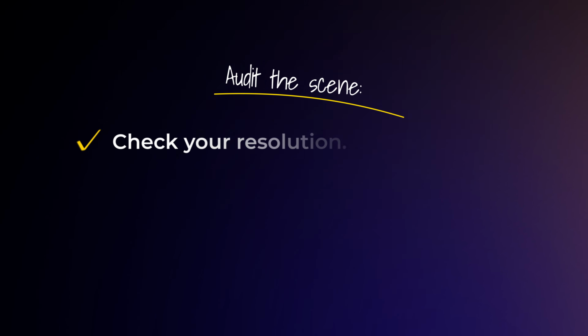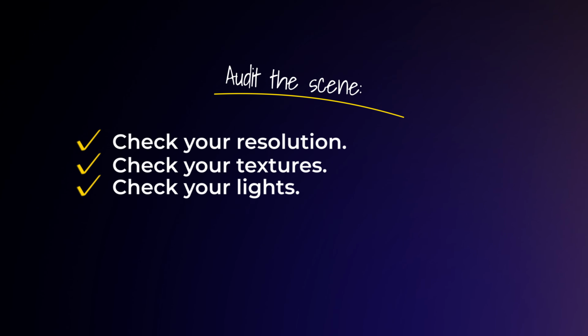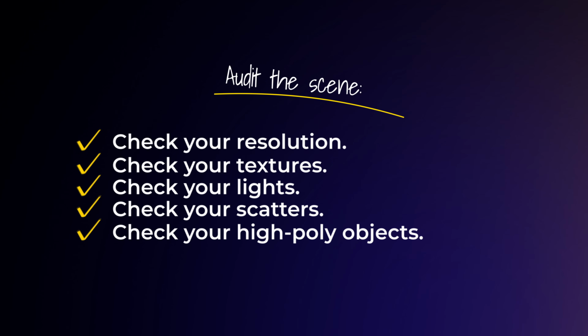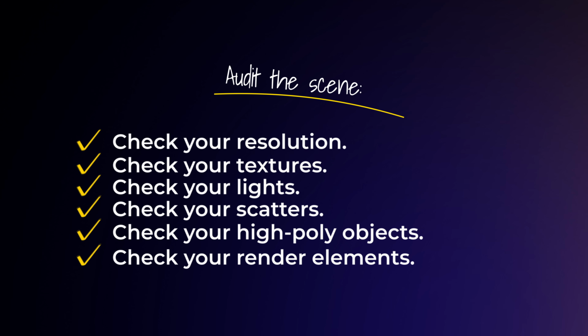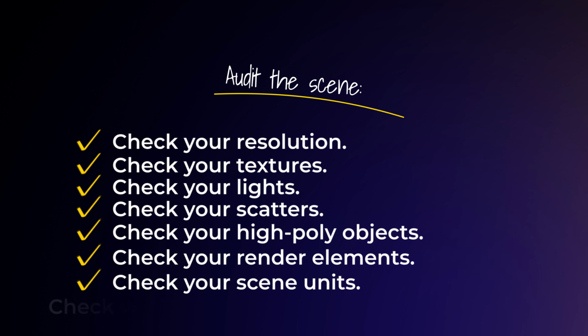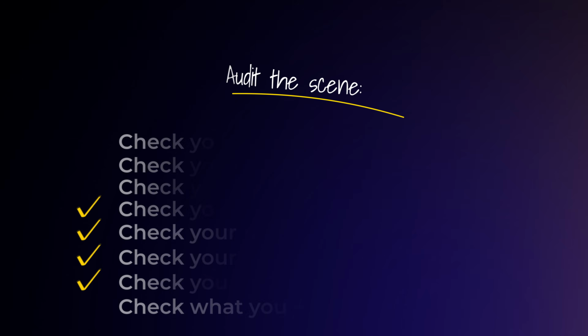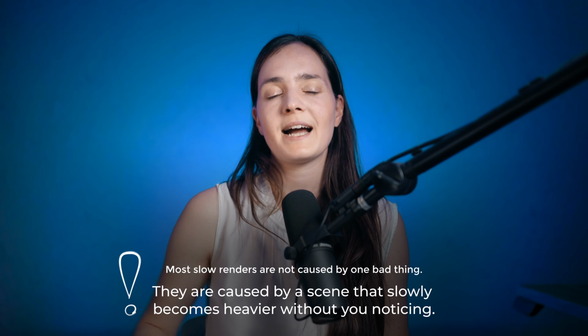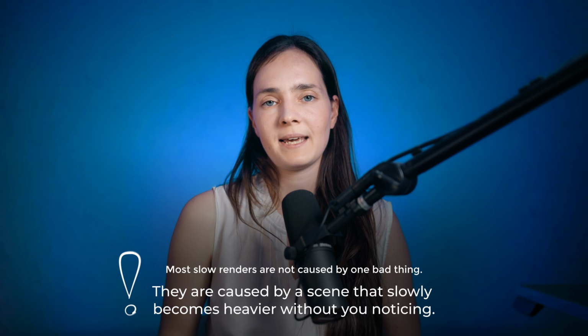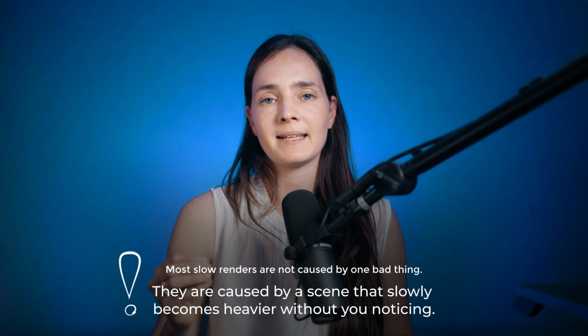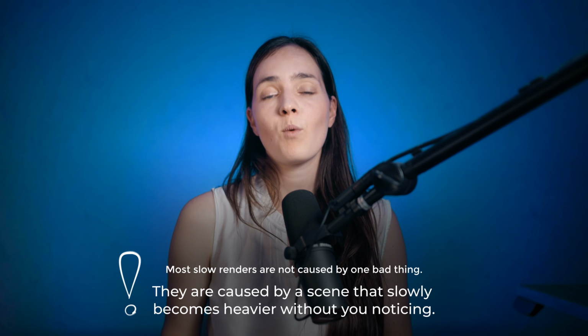Check your resolution, check your textures, check your lights, check your scatters, check your high-poly objects, check your render elements, check your scene units, check what you merged from old projects. Because most slow renders are not caused by one bad thing, they're caused by a scene that slowly becomes heavier without you noticing. Modern render engines are already very optimized, but they can't magically fix a messy scene.